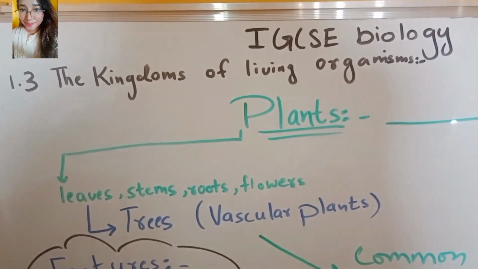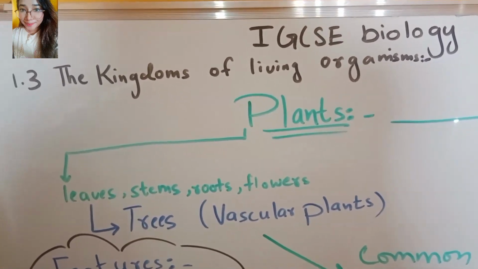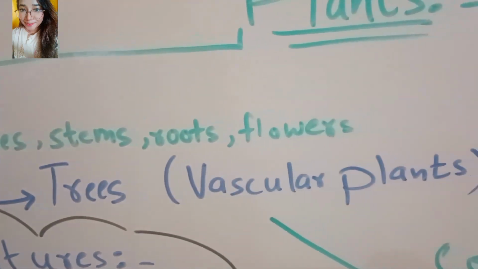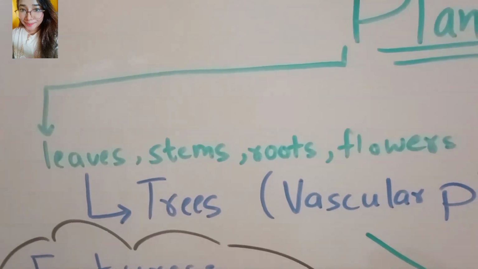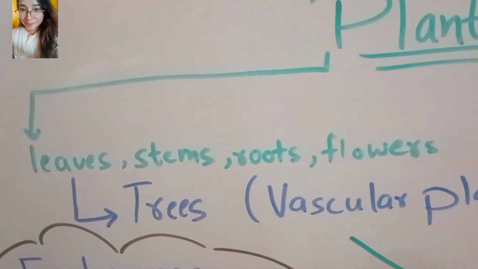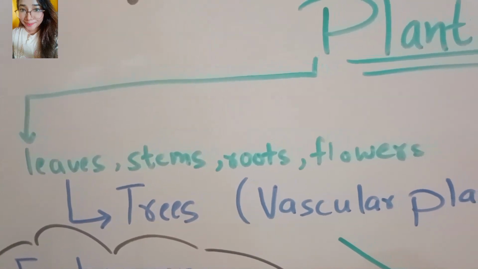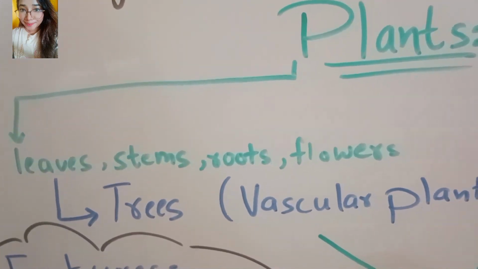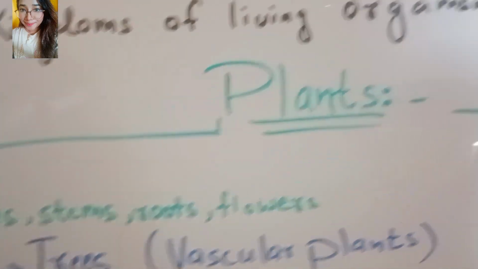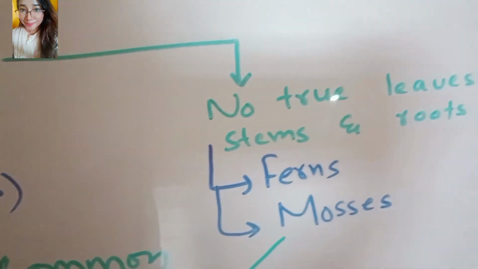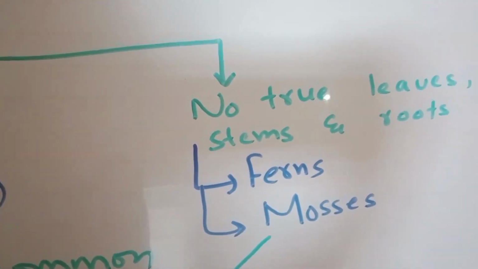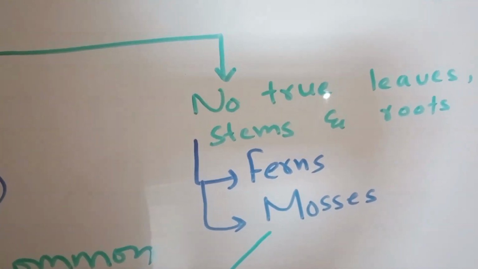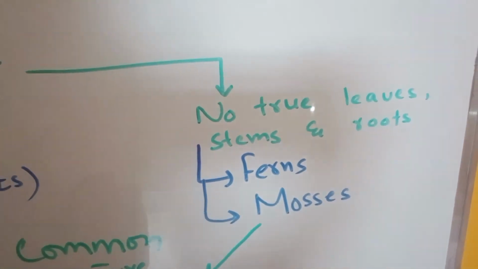The most familiar plants which we usually see in our daily life are trees. They are vascular plants. They have true leaves, stems, roots, and flowers. However, there are some plants which are like plants, but they actually have no true leaves, stems, and roots. So you must keep that in your mind that ferns and mosses, they don't have true leaves, stems, and roots.